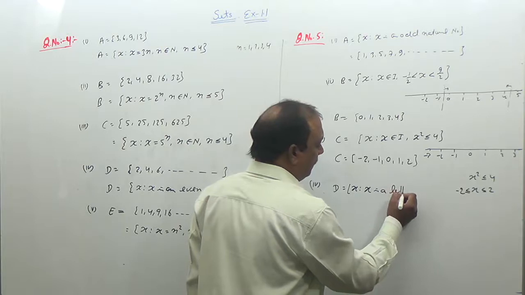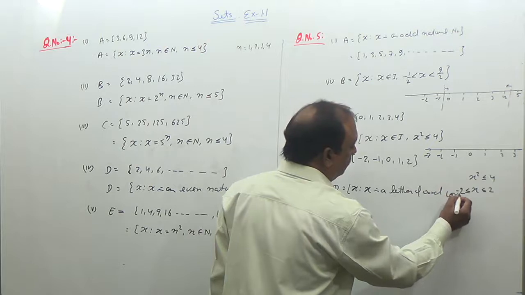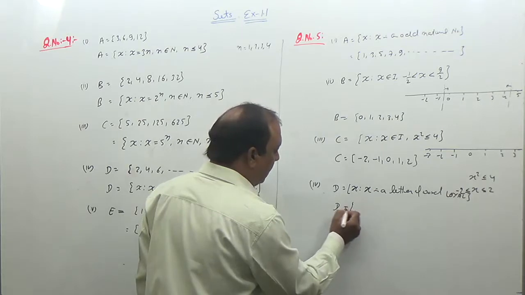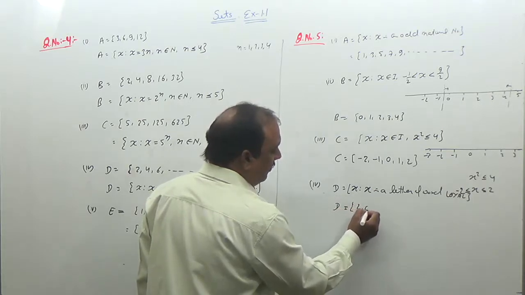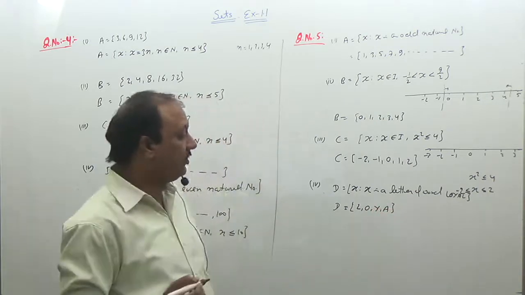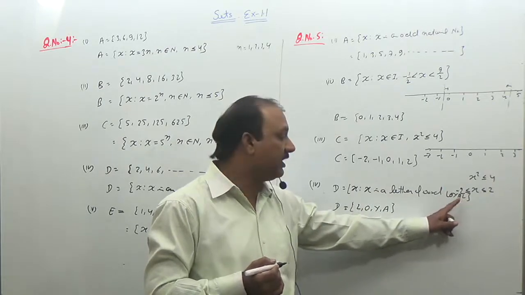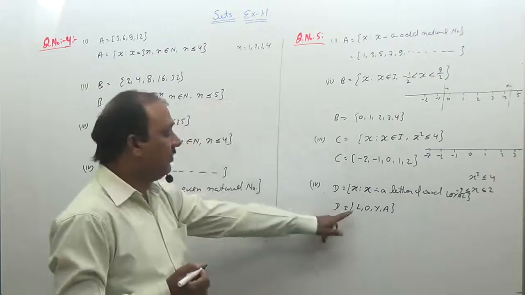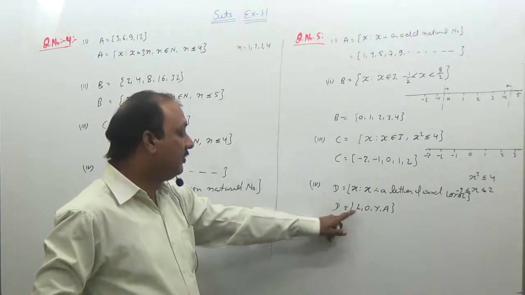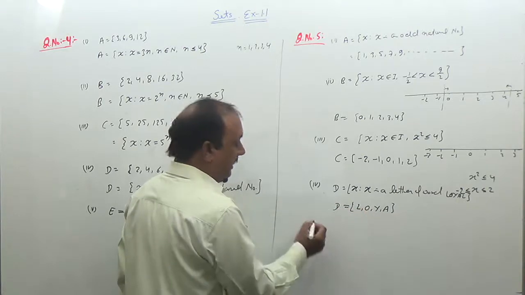X is a letter of the word loyal. So D is the set of the elements L, O, Y, A. Repetition is not allowed because the L appears 2 times in the word loyal, so we take only one L. Repetition of elements is not allowed in the case of a set. So this set is the set of the elements L, O, Y and A.